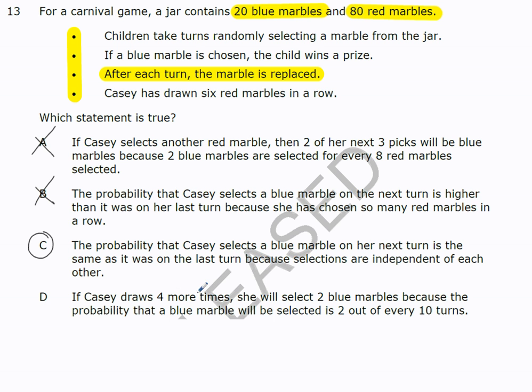If Casey draws 4 more times, she will select 2 blue marbles because the probability that the blue marble will be selected is 2 out of every 10 turns. That's also not it, because each time she puts it back, so it's not going to affect any kind of outcome in the future.